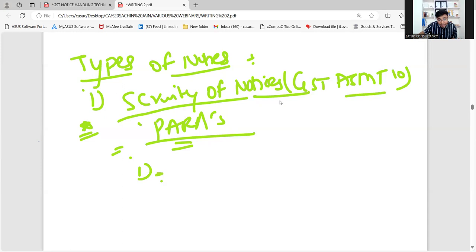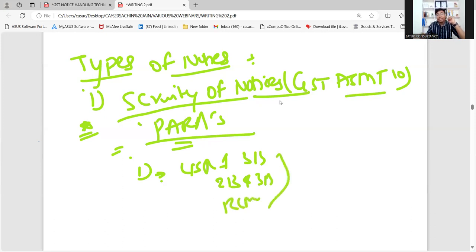So when the departmental authority issued ASMT-10, at that time if they gave these 3 paras, difference between 1 and 3B, difference between 2B and 3B, and RCM applicability, in that case the departmental authority has to ask questions only on account of these particular 3 aspects. Departmental authority cannot ask beyond these 3 issues or beyond these 3 paras. That is the impact of this scrutiny of notices.